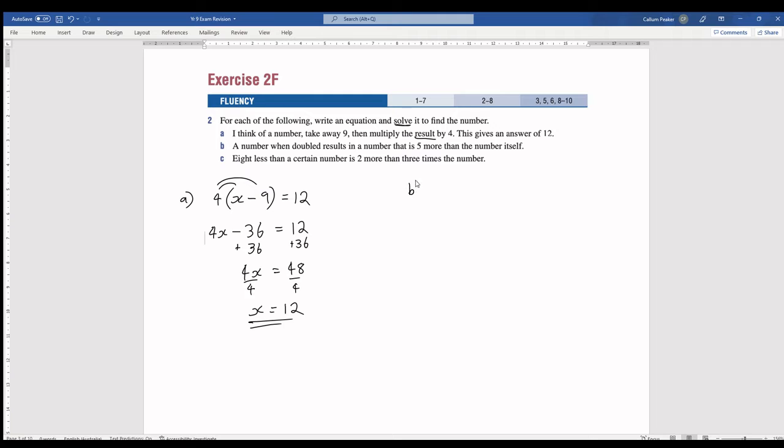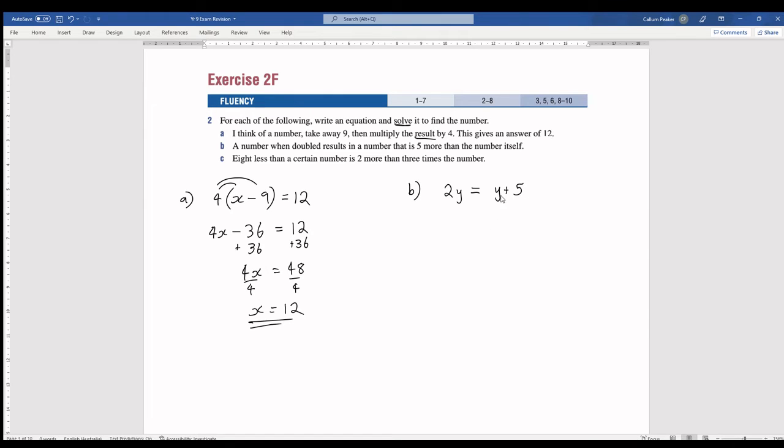Moving over to part B, and again I'll try and do this one a little faster this time. So a number, again define our variable, I'm going to call this one y. A number when doubled, so we multiply it by 2, results in a number, so I'm going to say that's equal to. So a number when doubled, 2y, results in a number, y, that is 5 more than the number itself. In other words, it is equal to y plus 5, or 5 plus y if you want. So double a number is 5 more than the original number. So we've written out an equation.